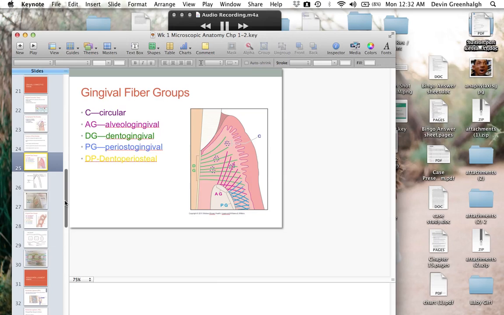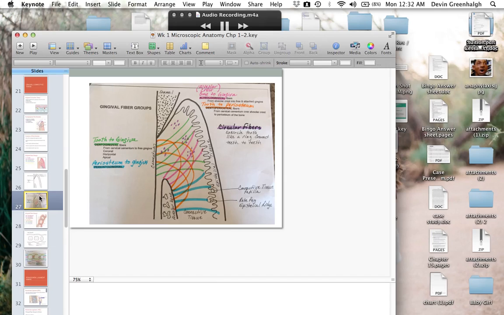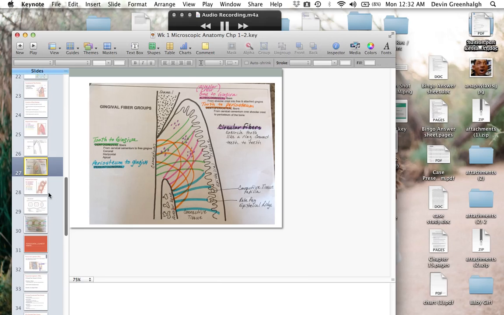Then you have all your gingival fiber groups. You have dentogingival, which connects the tooth to the gingiva. You have periostogingival, which connects the periosteum to the gingiva. You have circular fibers, which encircle the tooth. You have dentoperiosteal, which is again tooth connecting to periosteum. And alveolo-gingival, which is bone connecting to the gingiva. More examples of the gingival fiber groups.